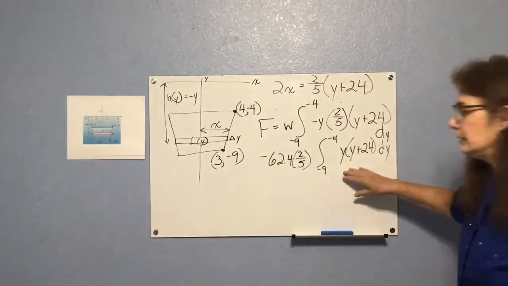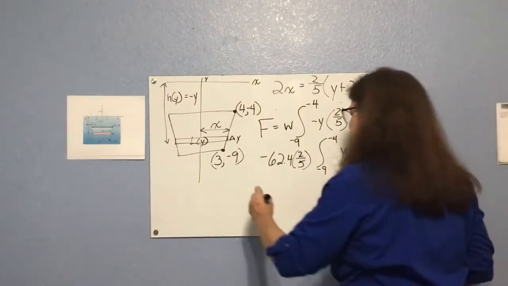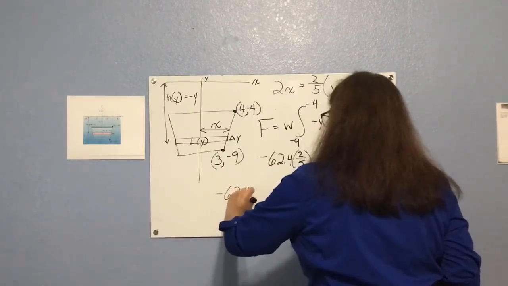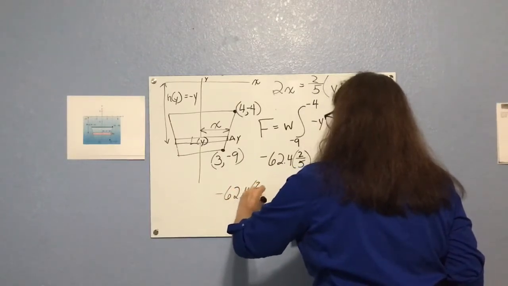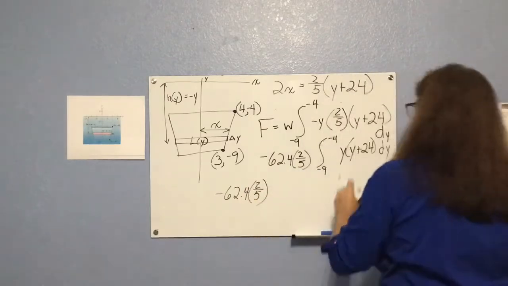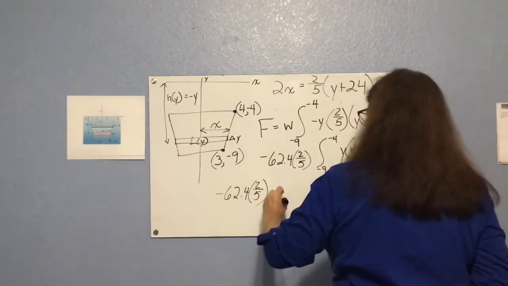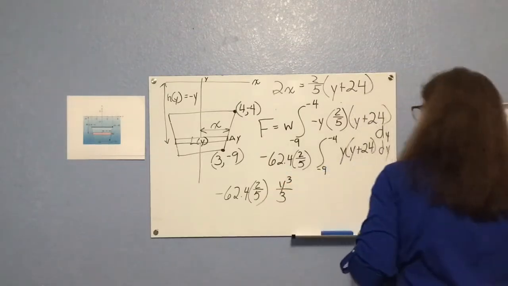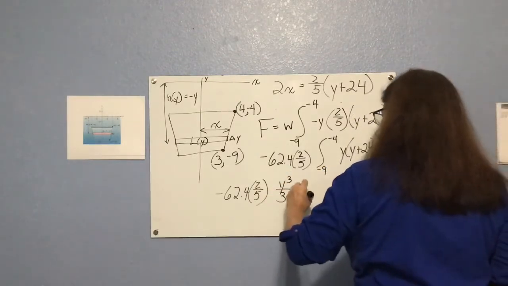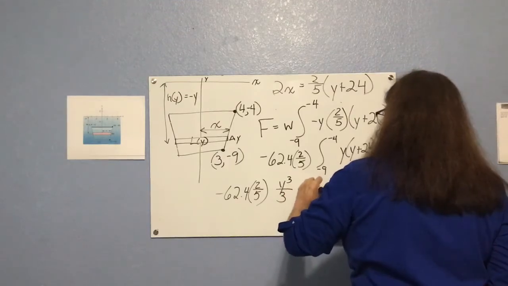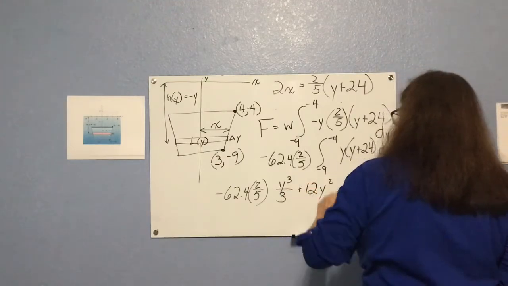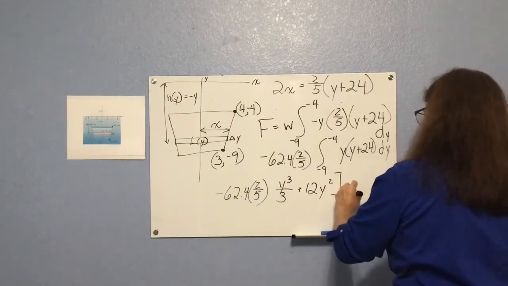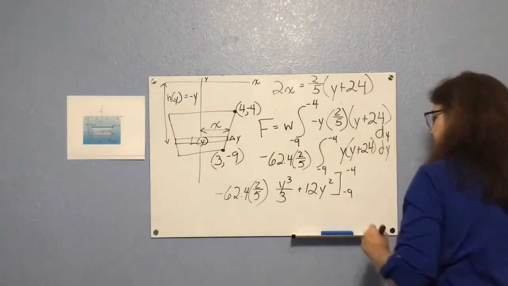Okay, now I'm ready to multiply and integrate. We've got negative 62.4 times 2/5. This would be y squared, so that would be y cubed over 3 when I integrate. 24y is going to give me 12y squared. And we're evaluating from -9 to -4.